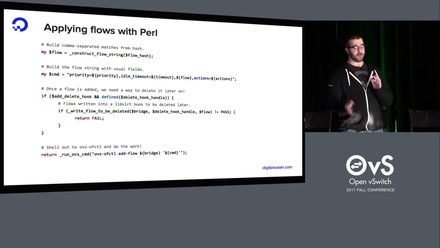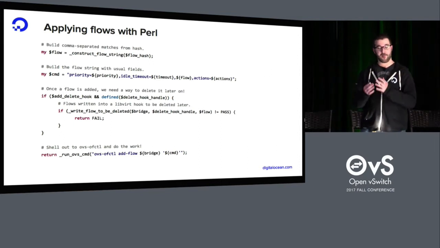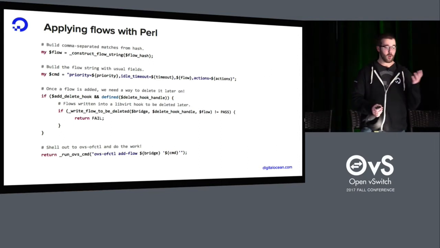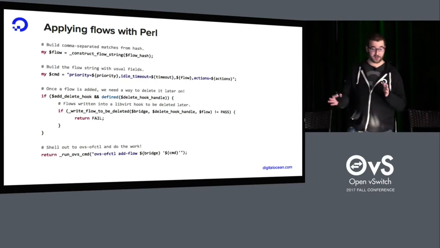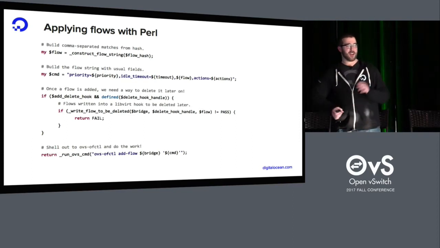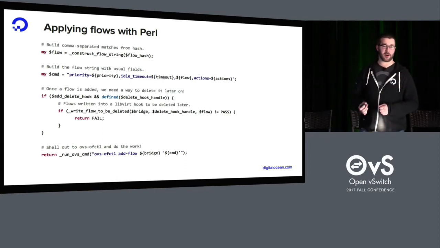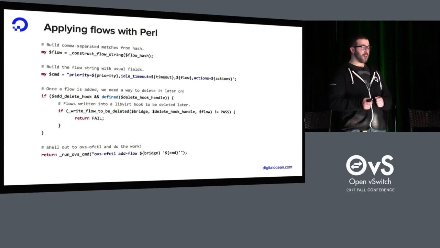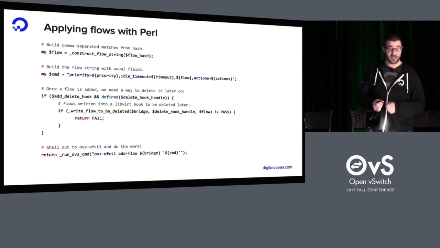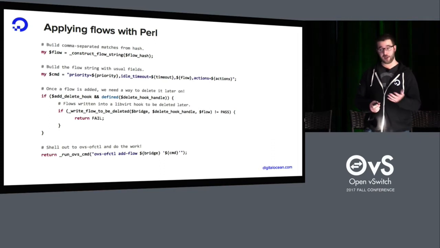So once we have that flow structure, we actually construct the matches into a single string. We build an entire flow command with a priority, an idle timeout, the series of matches and actions, and then we add a flow deletion hook to libvirt. And this is necessary so that when the VM powers down, libvirt can trigger our commands to remove some of our old flows. And this was OK, but a little problematic in some ways. Finally, we shell out to the OvS CTL command, and it does the work. And it adds the flows to the specified bridge.